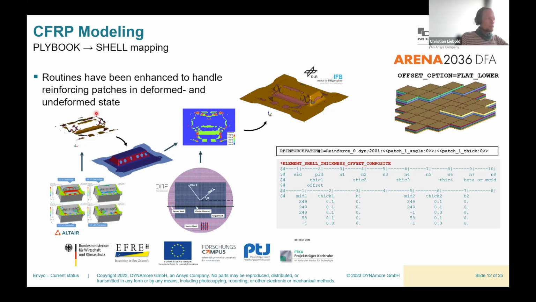So these two disciplines have been brought together, and then we can perform a draping analysis. We've added the option to create element shell offset composites with a flat lower option, which ensures that the reference shell we use is the bottom surface of the shell. That's what we need to do because otherwise we would have a non-symmetric distribution. But from a manufacturing point of view, you of course add these patches on top of each of the layers, so you can consider that properly.